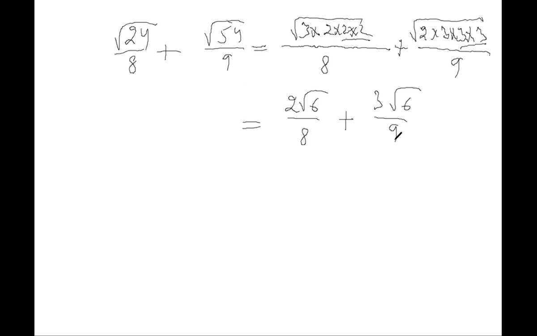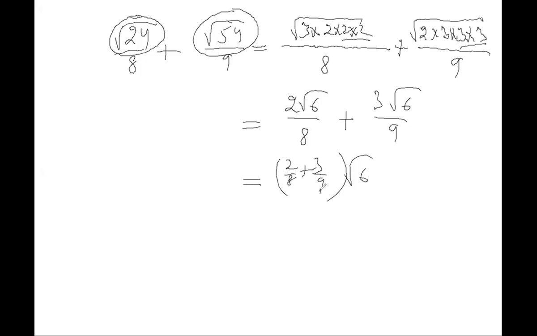Why like numbers? Because in this also there is square root 6 and in this also there is square root 6. When we started, this was square root 24 and this was square root 54. In that case, they were not like numbers. Now they are like numbers. Now we can solve them easily. So we have taken square root 6 common. We are here left with 2 by 8 and here 3 by 9.